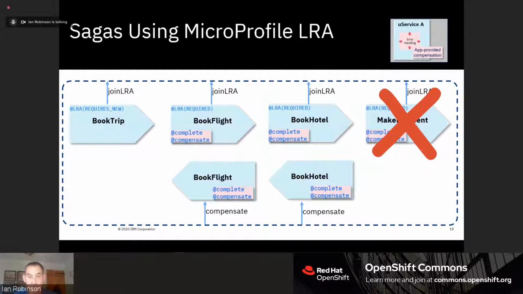If something goes wrong with the overall transaction, all of the microservices that are a part of this are short running. So book flight will execute and then go away. Book hotel will execute and then go away. The make payment microservice fails. At that point, an instance of the book flight and the book hotel microservices are called, and their compensate methods are driven to make the overall transaction right.